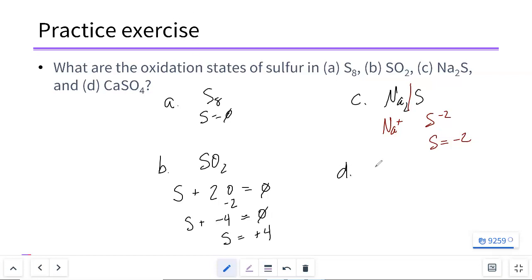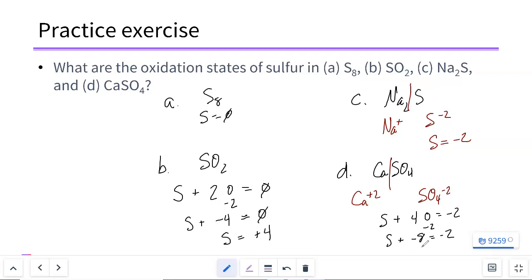For letter D, we have a different ionic compound, calcium sulfate. We still want to treat it very similarly. Split apart the calcium ion from the sulfate ion. And now that we have the sulfate ion, we can do a similar kind of algebra. Sulfur and 4 oxygens make an overall charge of -2, because that's the charge on the sulfate ion. Since each oxygen is -2, sulfur and 4 times -2 is -8. Make -2, add 8 to both sides. The sulfur is +6.